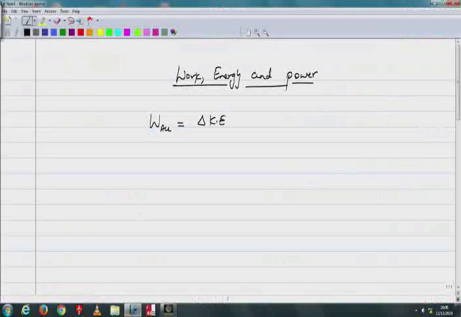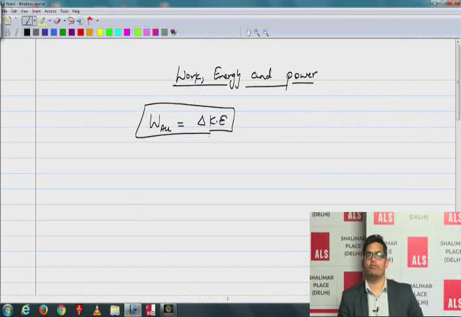I welcome all of you to this physics class on work, energy and power. We are continuing whatever we had discussed in the previous class, and that was the work energy theorem. To revisit, work done by all the forces is equal to change in kinetic energy.